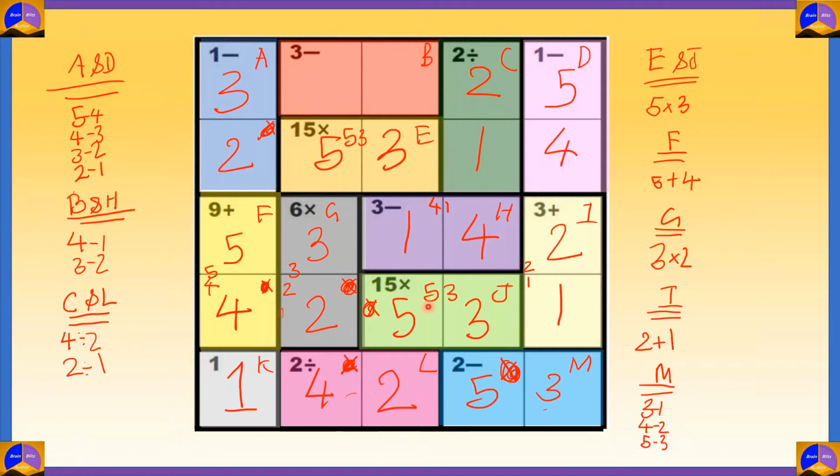Now for completing this column, here it will be 4 because 1, 2, 3 and 5 came over here. And for completing the whole puzzle, here it will be 1. Let's check our answers. 31425, 25314, 53142, 42531, 14253. So we have solved this 5x5 Mathdoku puzzle.